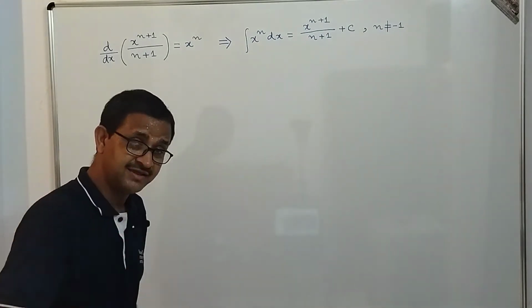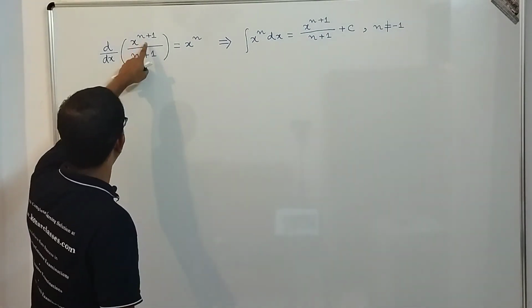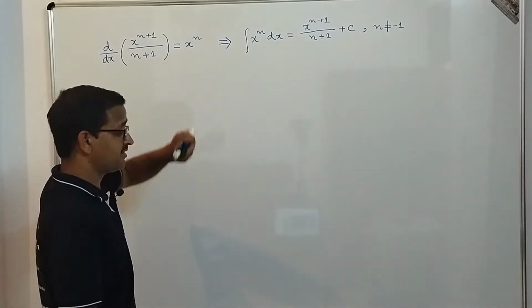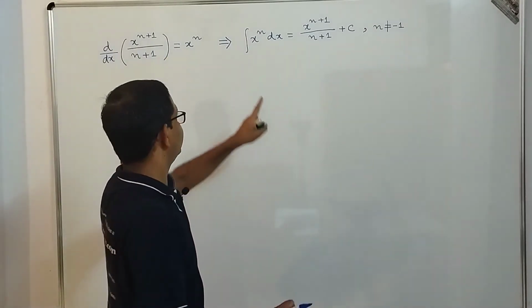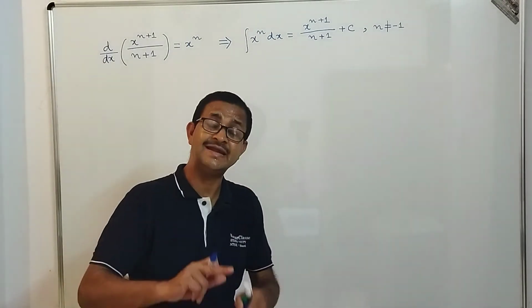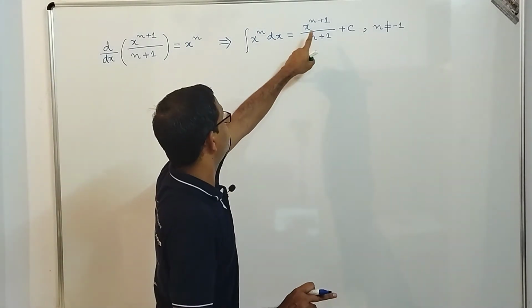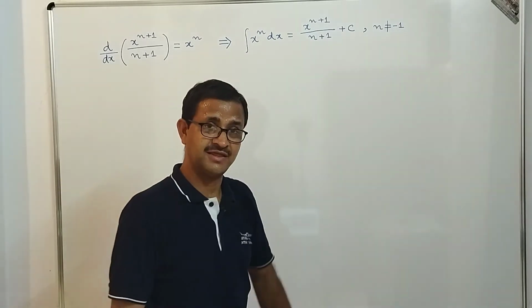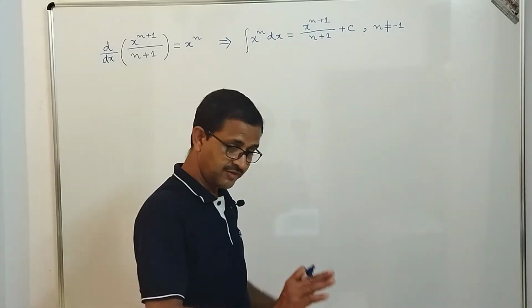So what we see here is that d/dx of x to the power n plus 1 by n plus 1 is equal to x^n. That means the integration of x^n dx should be equal to x to the power n plus 1 by n plus 1 plus c. Correct? So this is one thing.